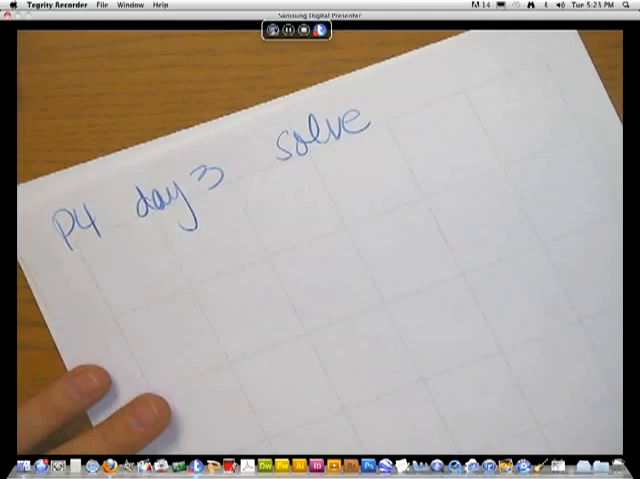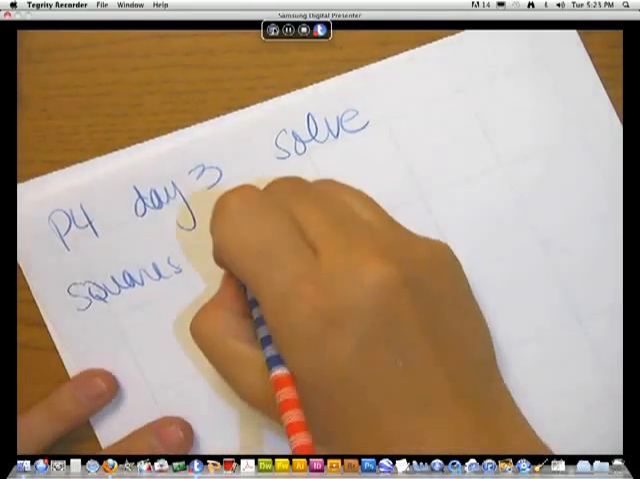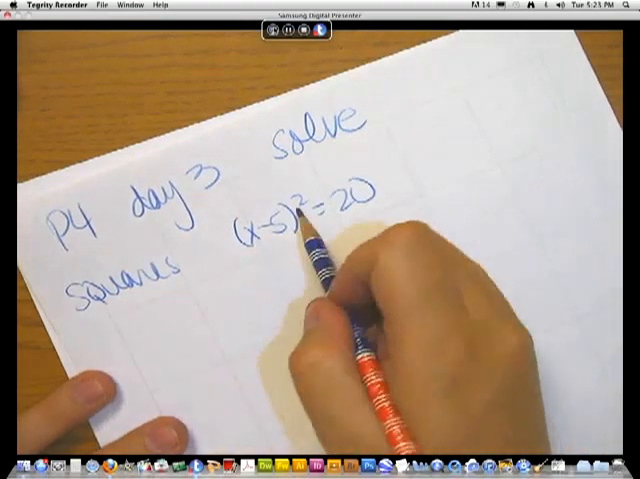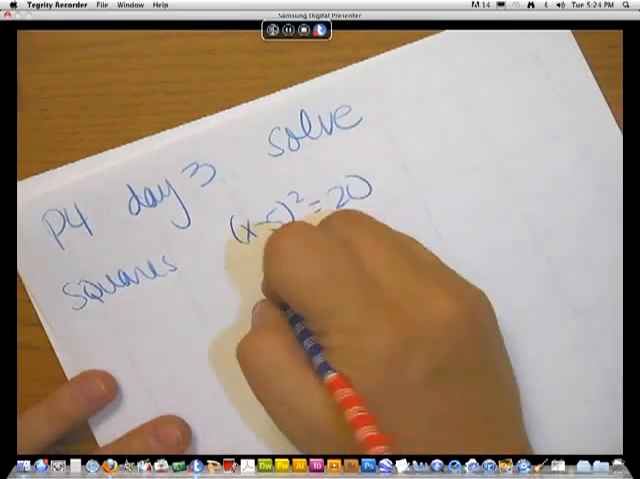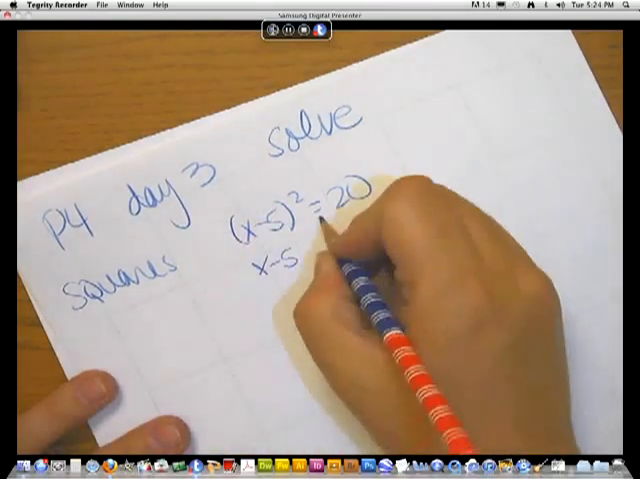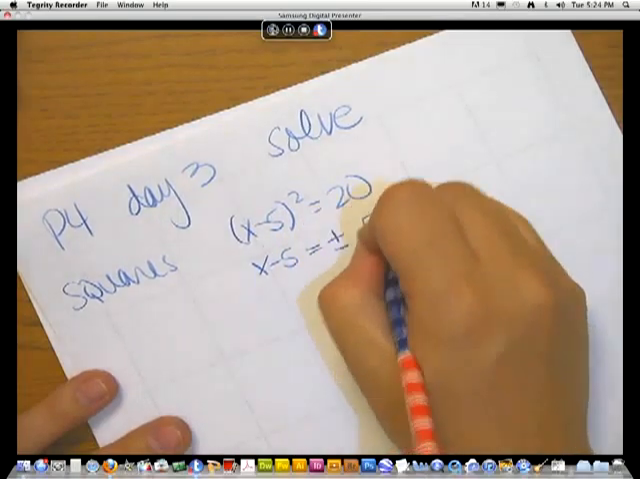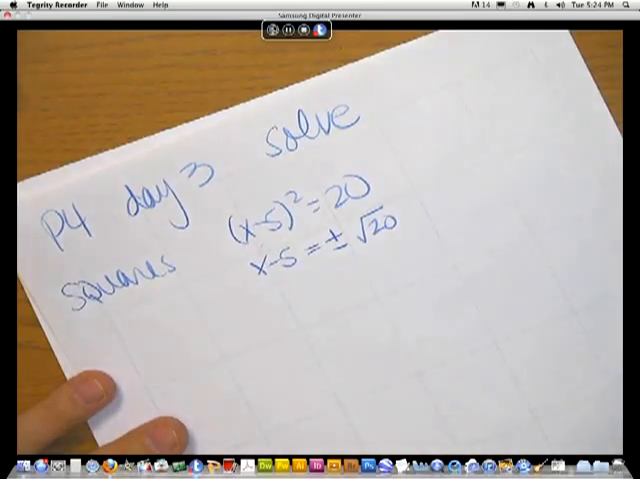First thing we're going to start with are going to be squares. If you have something squared, the way to get rid of the square is to square root both sides. And when you square root both sides, you get 2 answers. This is the number one thing that is missed, is square rooting and getting 2 answers.